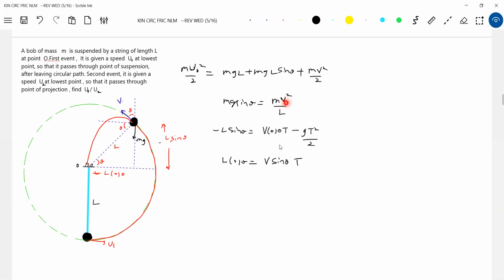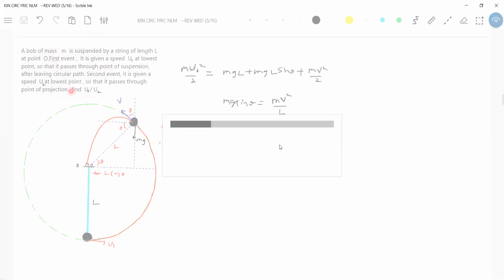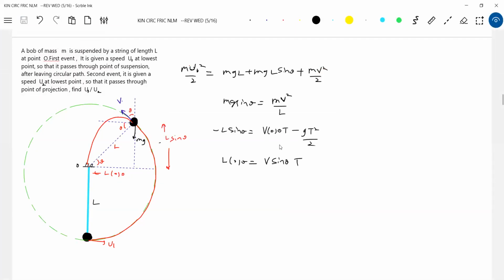That v I'll substitute here. With this, I'll get the theta. This theta, and v, I'll substitute here. I'll get u1. I think I discussed this particular concept in class. You have this particular thing also. You know that answer also.